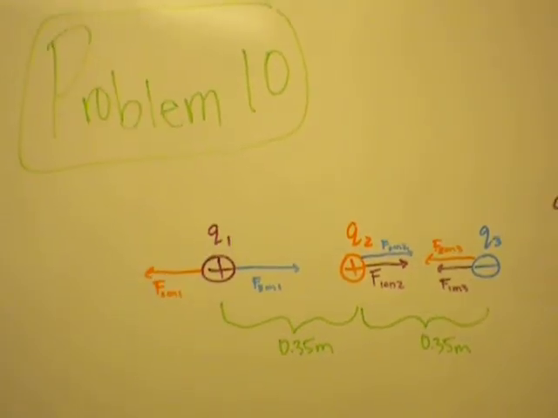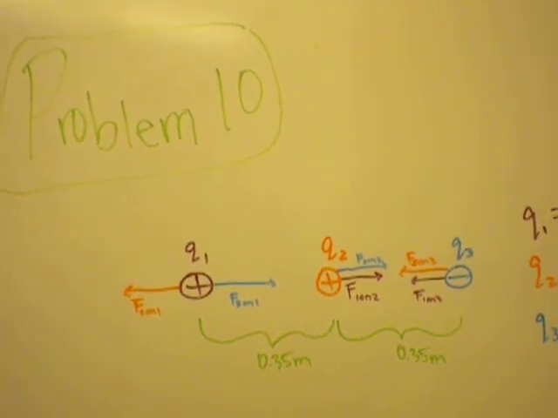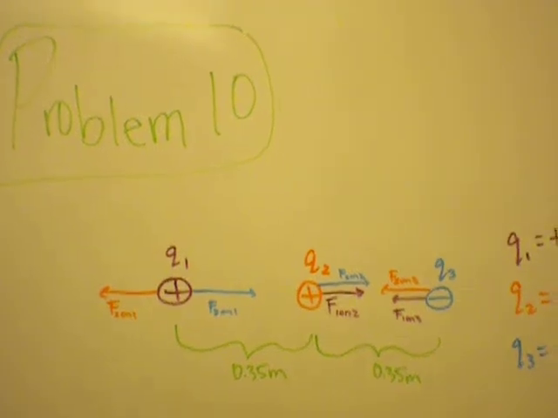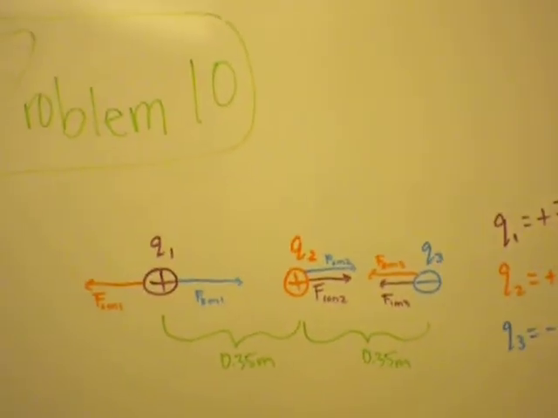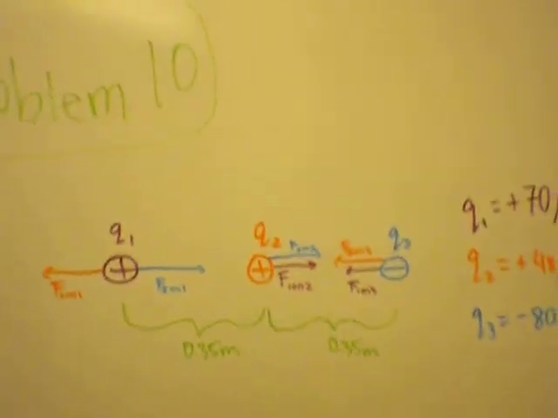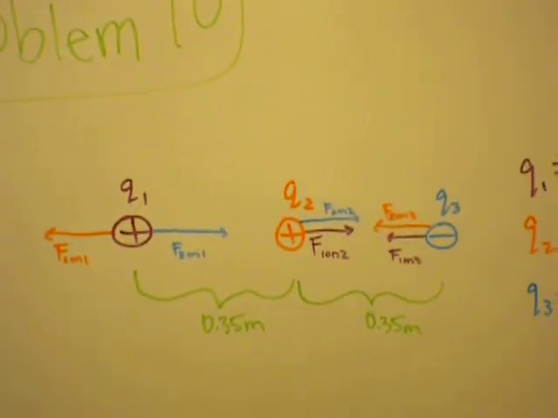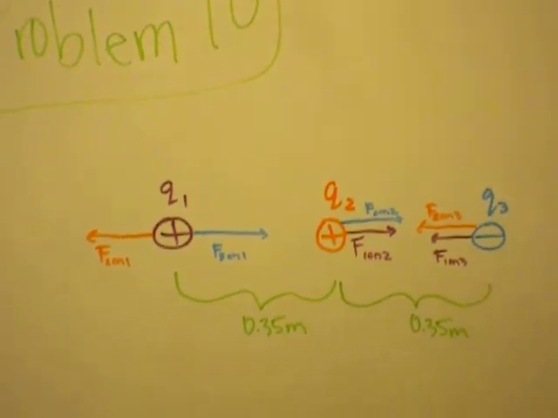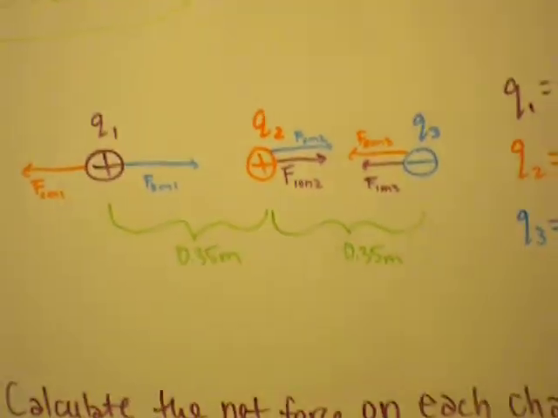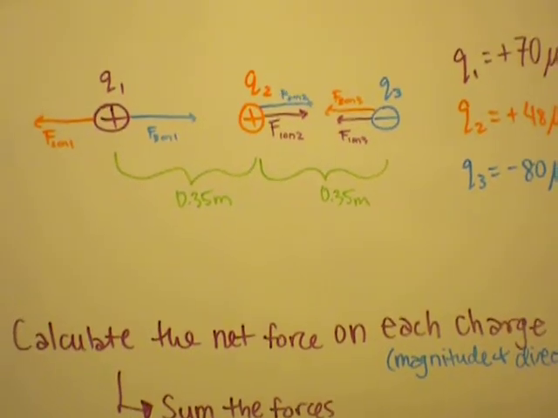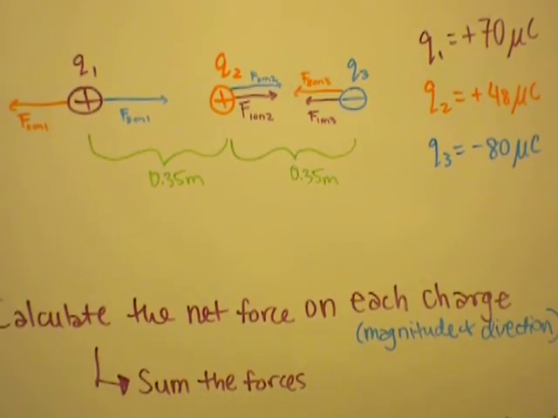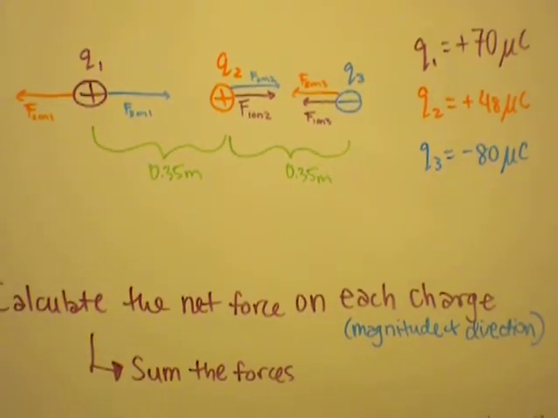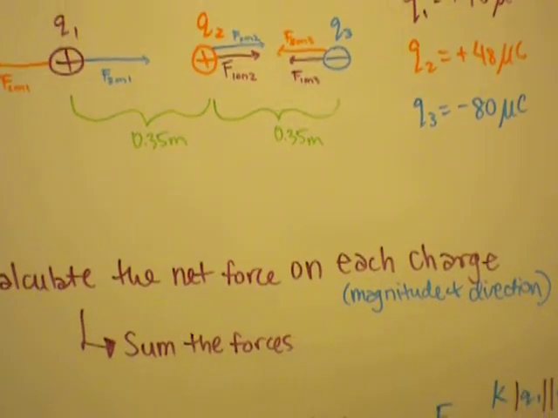Okay, so this is going to be an instruction video on how to do problem 10 from the homework. Problem 10 is a problem asking about the net force on three different charges and the net force from the charges acting on each other. So the way we're going to do this is we're going to calculate the forces on each charge, sum the forces, and then determine the magnitude and direction.